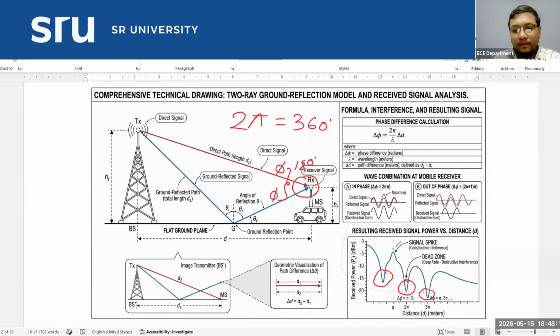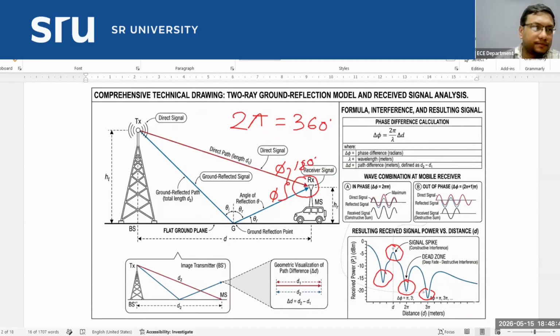And if they get added in phase, then we will get some signal spikes. So two types of interference may occur, either additive or subtractive. If they're additive, then we will get a spike. If they're subtractive, then we will get dead zones.